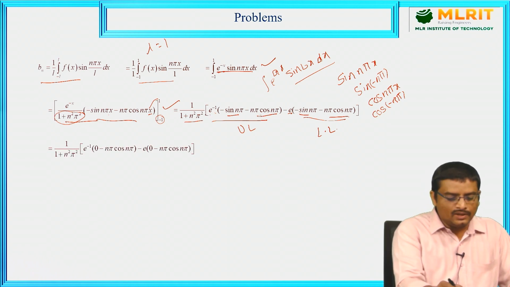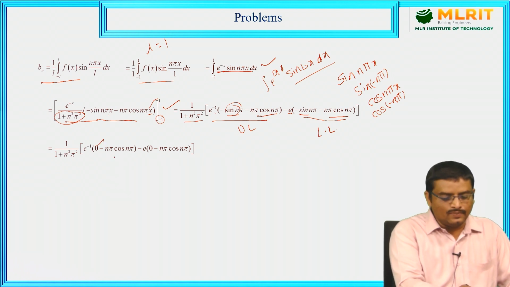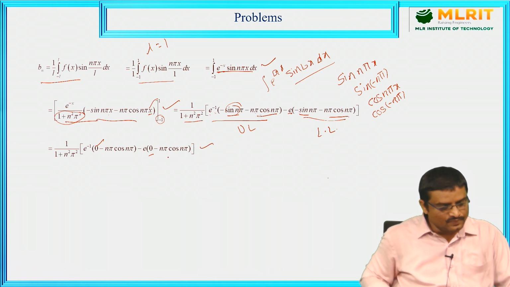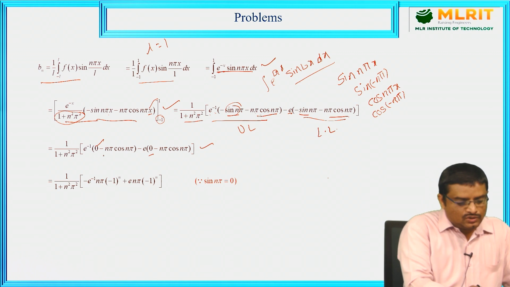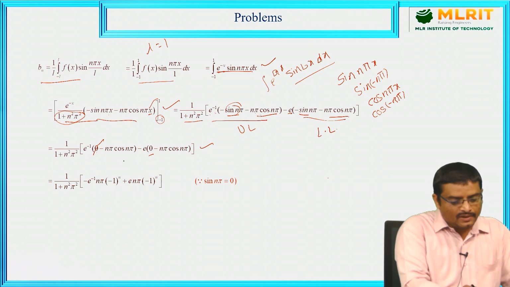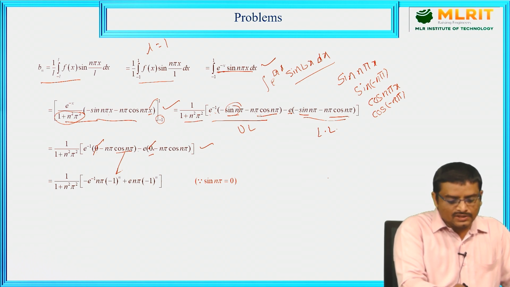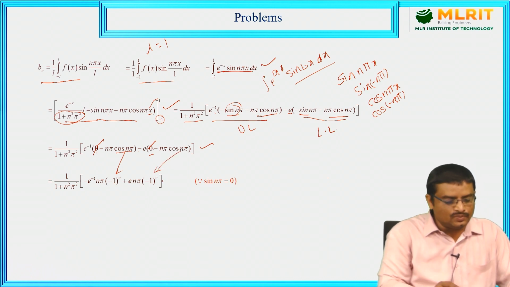So e power minus 1. Sin n pi is 0, so I have kept that value equal to 0, minus n pi into cos n pi minus e into sin n pi, which is 0. Minus 0 or plus 0, you will get 0. Now simplify this. If you neglect this 0, you will get minus e power minus 1 n pi, and this cos n pi we can take as minus 1 whole to the power of n. Minus into minus plus e into n pi, and cos n pi we can take as minus 1 whole to the power of n.